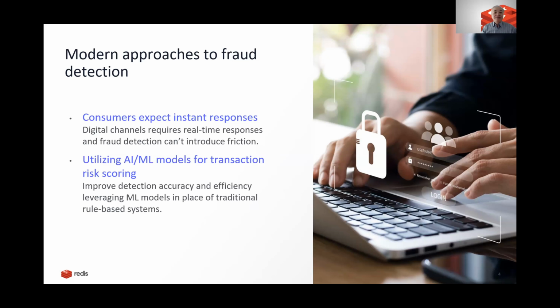And so a lot of financial services companies and merchants are utilizing AI and ML for something called transaction risk scoring to be able to not only better detect and have more accurate predictions of whether a transaction is fraudulent or not, but they really want to be able to improve the response time so that it does not obviously interfere or cause friction in that process.